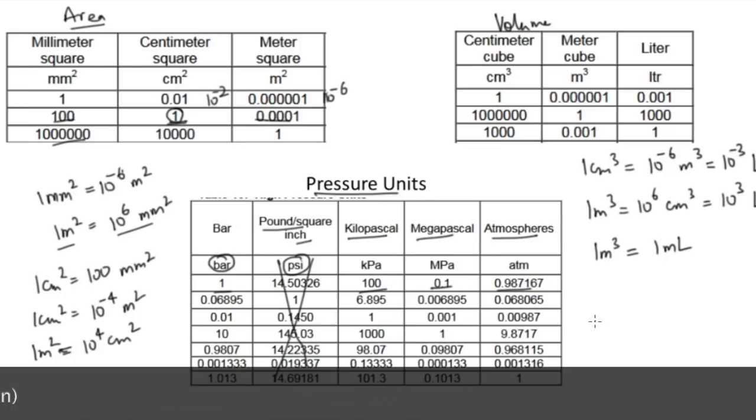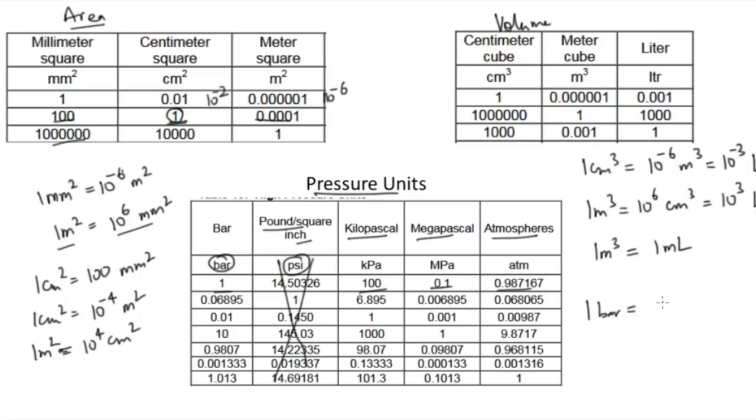So basically the general way is like this: 1 bar is around 1 atm only. Okay, so it's close to 1, so you can take it as 1 as well.